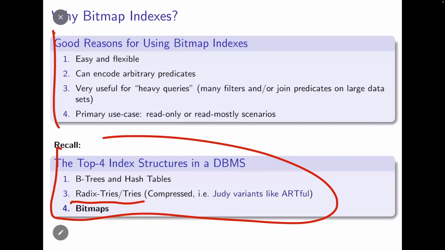And there were a couple of interesting proposals to use bitmap indexes, and they really sped up query processing for that. So the primary use cases for bitmap indexes are read-only or read-mostly scenarios. Why is that? Because bitmap indexes are very hard to update. It's very costly to update bitmap indexes, as you will see.